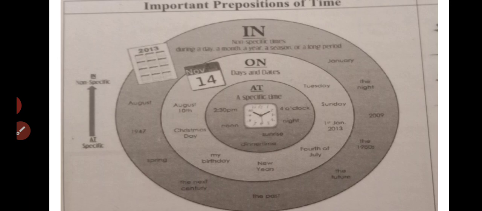Next one, at. Why do we use at? At shows the specific time. At 2:30, at 8 o'clock, at 9 o'clock. When we say a specific time, the word at is used as a preposition before the specific time. At sunrise, at dinner time, at noon, at night. When we say a specific time, we use the word at before these words.